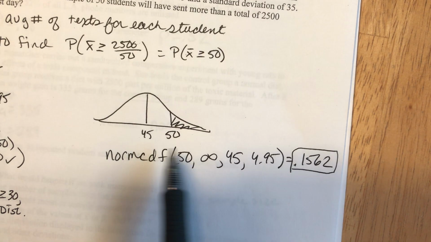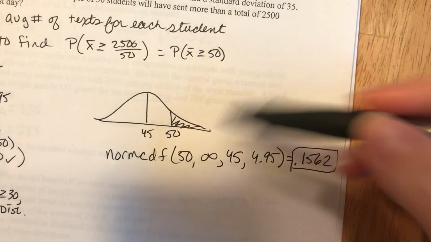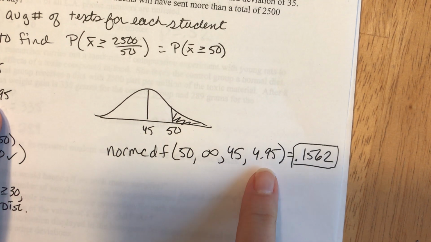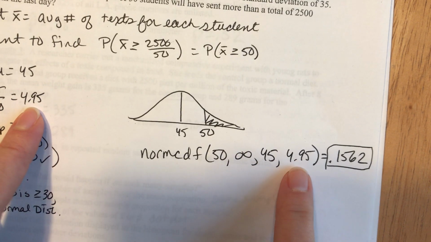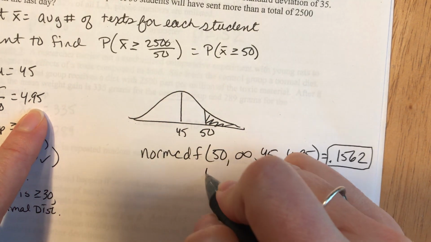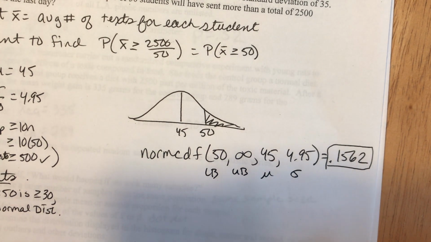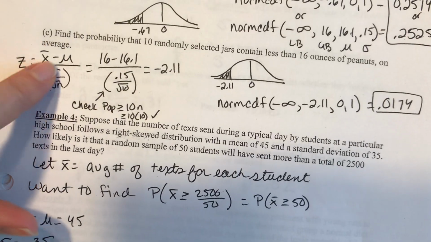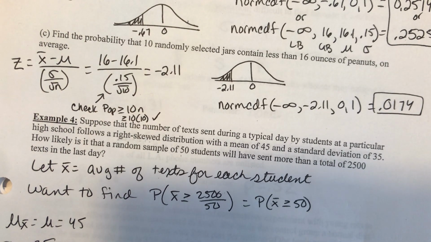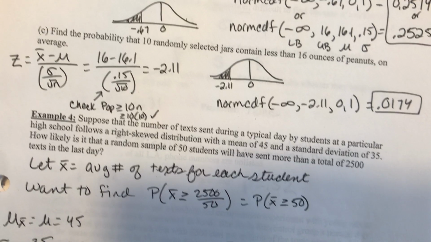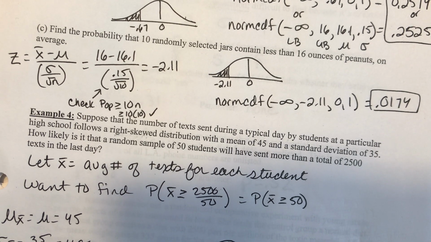Then I chose to use the values from the problem this time, with the new standard deviation here. Oops, I'm off the screen, sorry. Here's my new standard deviation. So I got lower bound, upper bound, mean, standard deviation. However, you could have done the z-score with this formula, and that would be perfectly fine as well. Your z-score would have come up around 1, I believe.